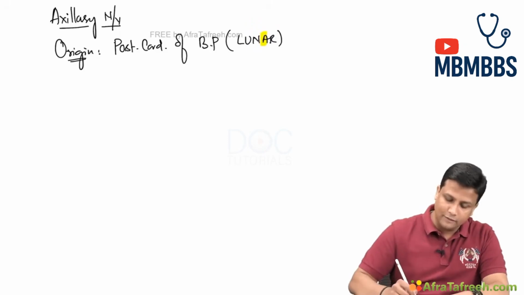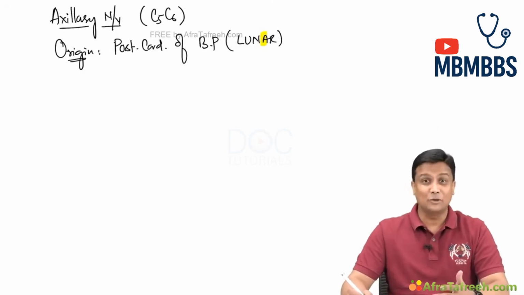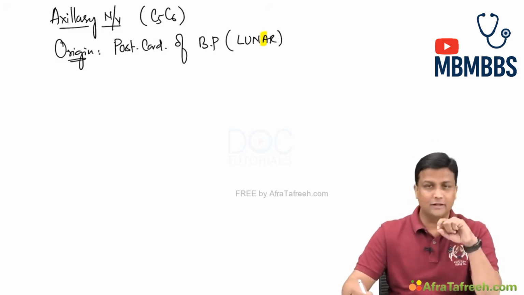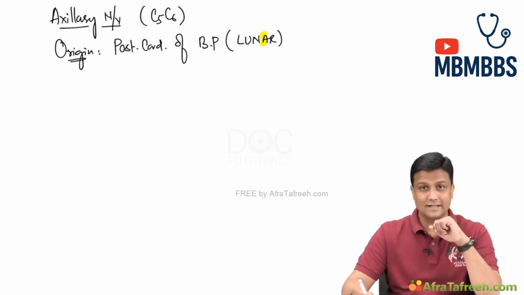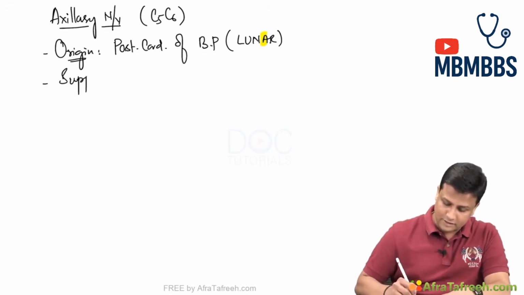Then what is the root value of the axillary nerve? It will be C5 and C6. Yes, we have seen that in the posterior cord, all the 5 branches, the ULNAR branches, we have studied about the root values in detail. And remember, axillary nerve has got the root value of only C5 and C6. Now after origin, the next one will be the supply. It supplies to which muscles, guys?